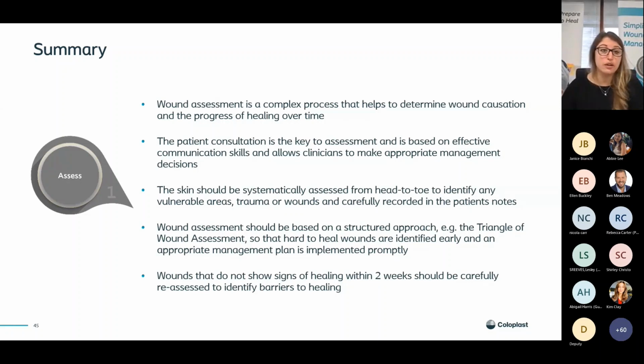But we also need to make sure that we are highlighting those wounds that don't show signs of healing within 2 weeks. And we need to be doing those reassessments to identify any barriers to healing. So it is a very complex process, wound healing, wound management, but we can make it more simple. And by following a structured approach, that simplifying of wound management will make your lives much easier, but it will also be much better for the patient.